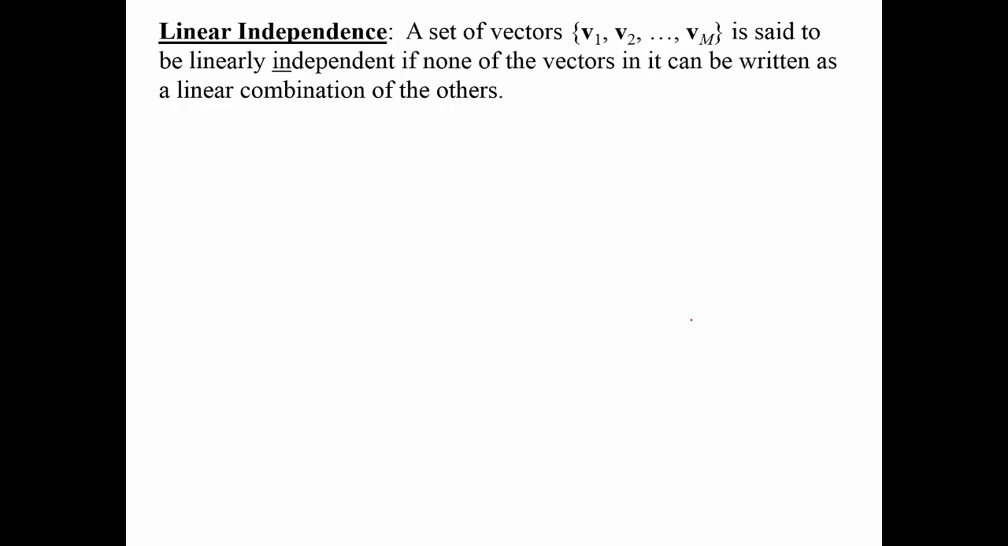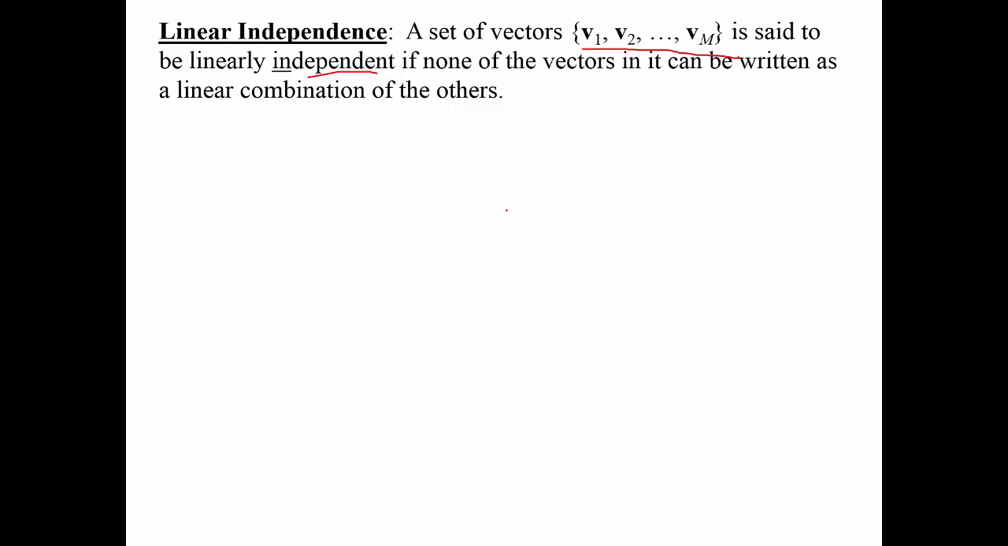So we're talking about the same set of vectors, v1 through vm, is said to be linearly independent if none of the vectors in it can be written as a linear combination of the others. Notice that span had something to say about the space, and linear independence doesn't say anything about the relationship of these to the space. It just says something about relationship to each other. So if they're linearly independent, I can't write, say, Vm in terms of all the other ones. If I could, then we would say that they're linearly dependent.